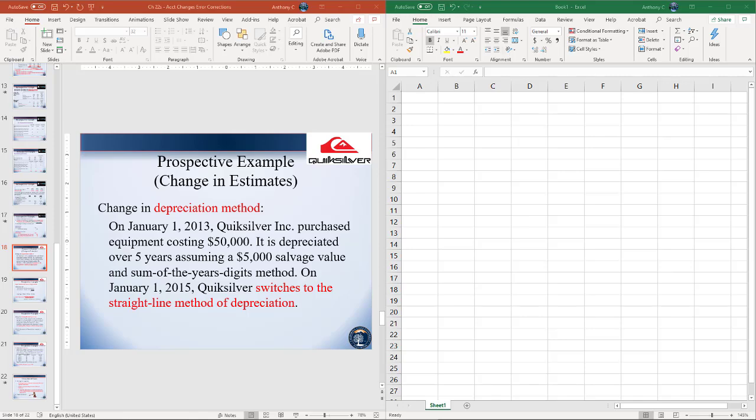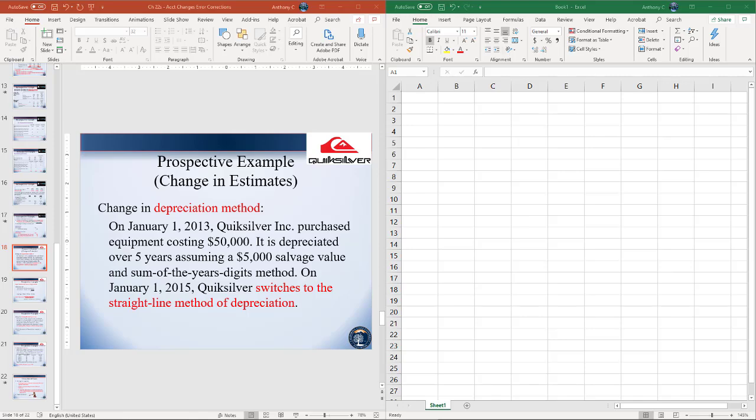The next topic we need to cover is how to handle a change in estimate. Change in estimate is handled prospectively. Overall, this is going to be much easier to adjust for compared to a retrospective adjustment, since we don't need to go back and change anything.